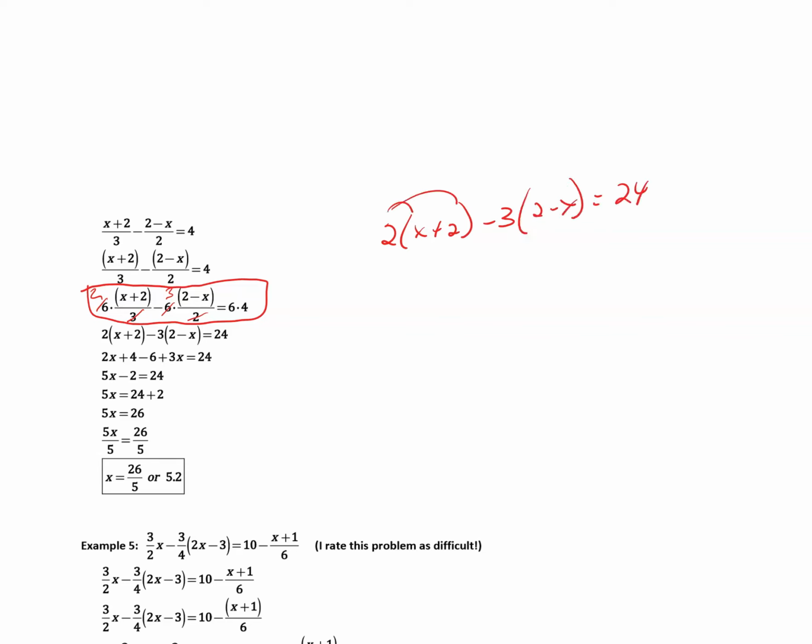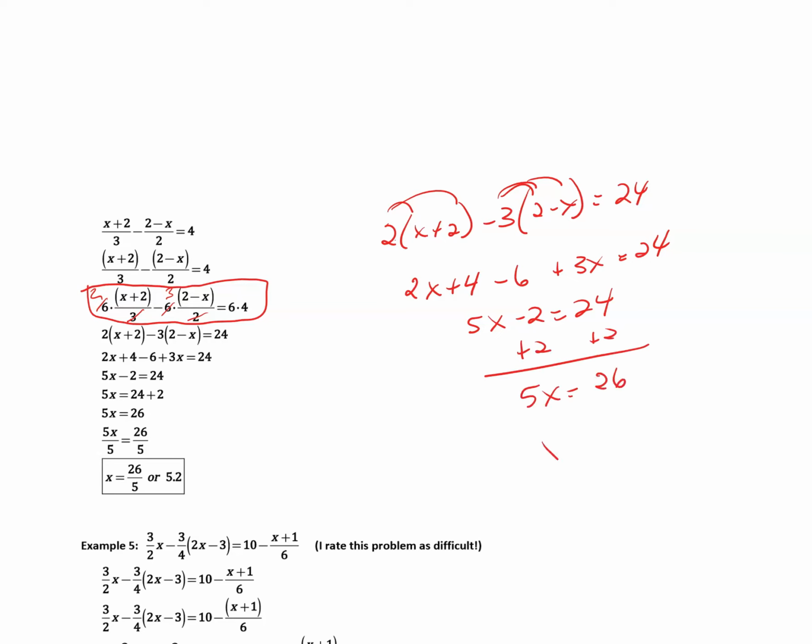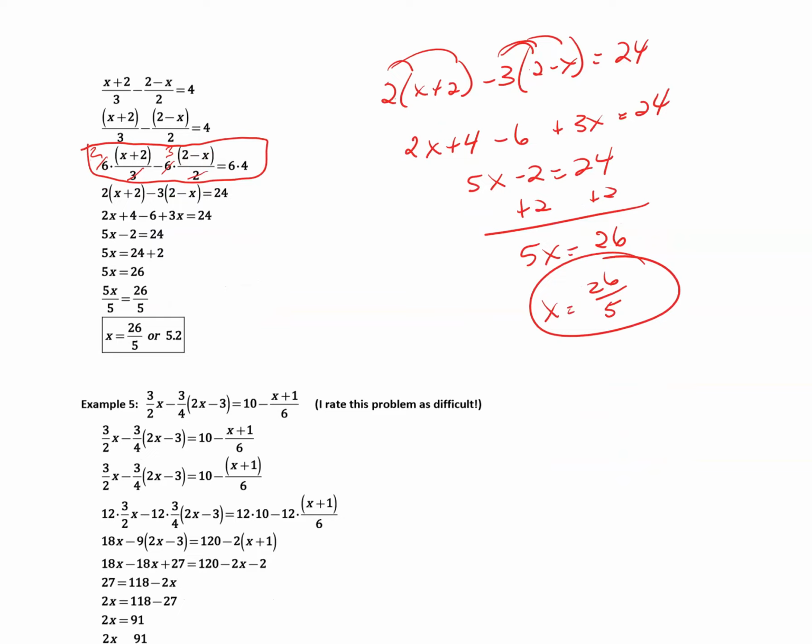Now I'll distribute. So when you distribute, you get 2x plus 4 minus 6 plus 3x equals 24. Combine like terms, so you get 5x minus 2 equals 24. Add 2 to both sides. 5x is equal to 26. Finally, divide by 5, and I get x is 26 over 5.